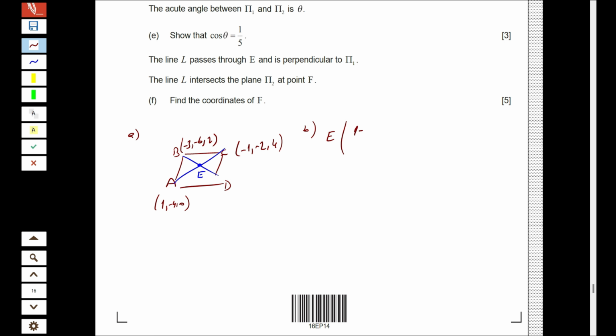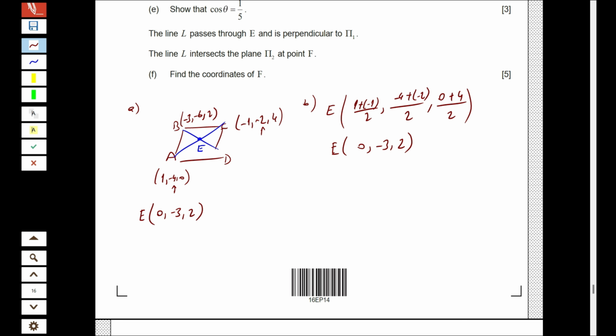In this case, you can write (1 plus minus 1) divided by 2, and the y coordinate of this point is (-4 plus minus 2) divided by 2, and the z coordinate of this point is (0 plus 4) divided by 2. So the point is (0, -3, 2). Yeah. You can also use this point for question A. You can do the same.